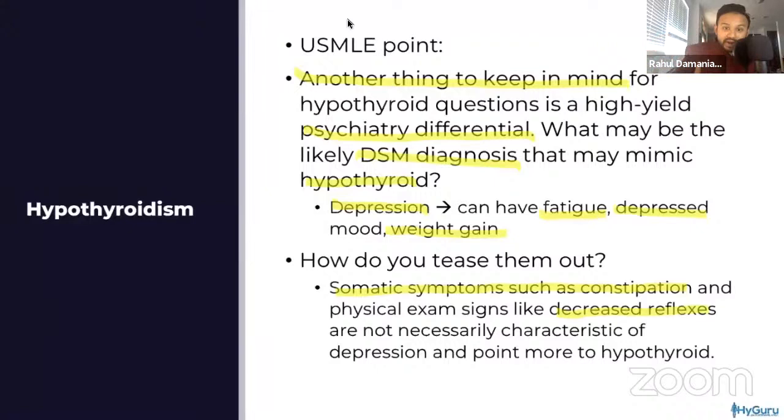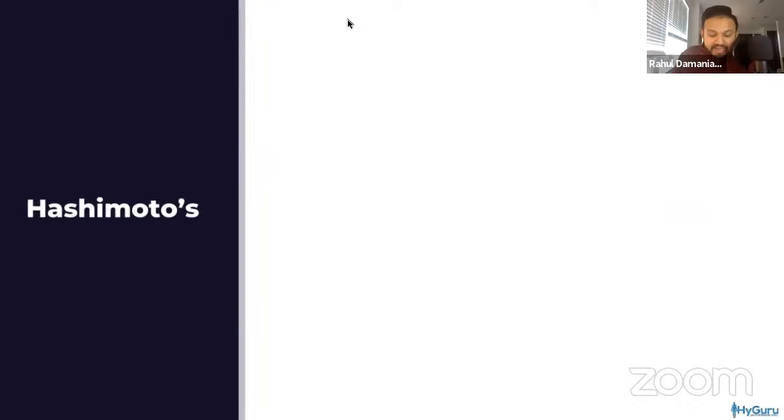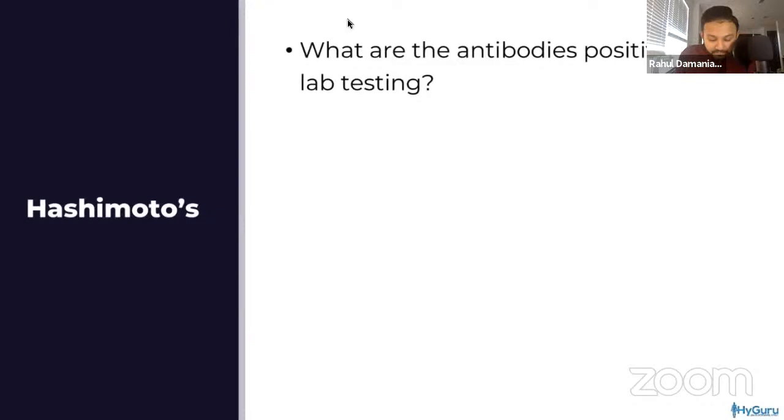So one of the key strategies as you're studying is to delineate and compare and contrast two concepts so that you can tease them out on test day. One of the most common causes of hypothyroidism is going to be Hashimoto's disease. Let's go ahead and integrate this question. What are the antibodies positive on lab testing? That is going to be anti-thyroid peroxidase and anti-microsomal antibodies. Remember that thyroid peroxidase was the rate-limiting enzyme that does the oxidation, organification, and coupling of thyroid hormone.